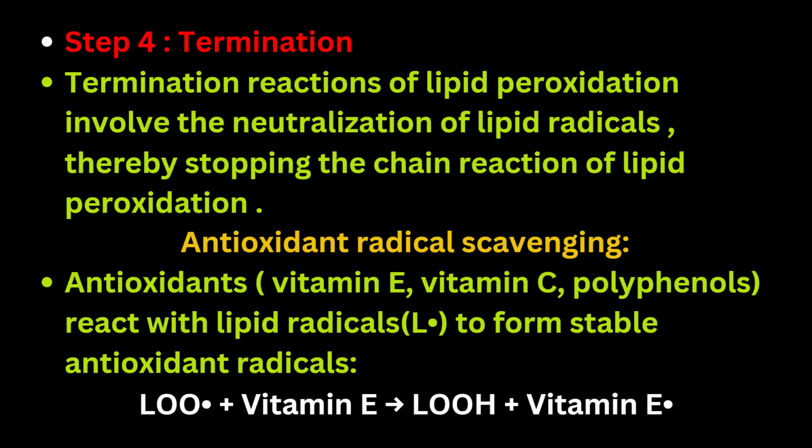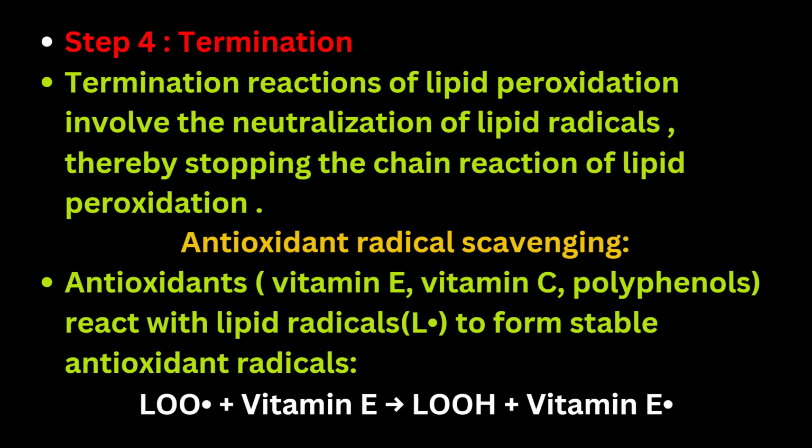Then step 4 is termination. In our body there are inbuilt antioxidant compounds or enzymes which help to protect our system from lipid peroxidation, or our body from these free radicals. These termination reactions take place in various types, which neutralize the lipid radicals by stopping the chain reaction of lipid peroxidation.